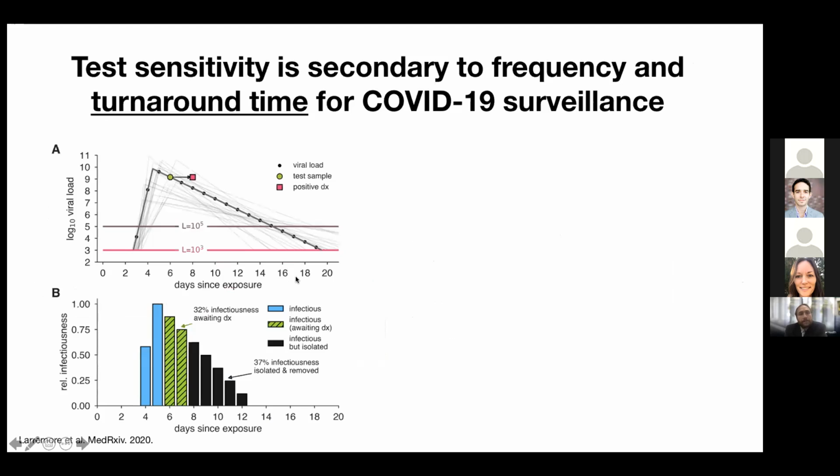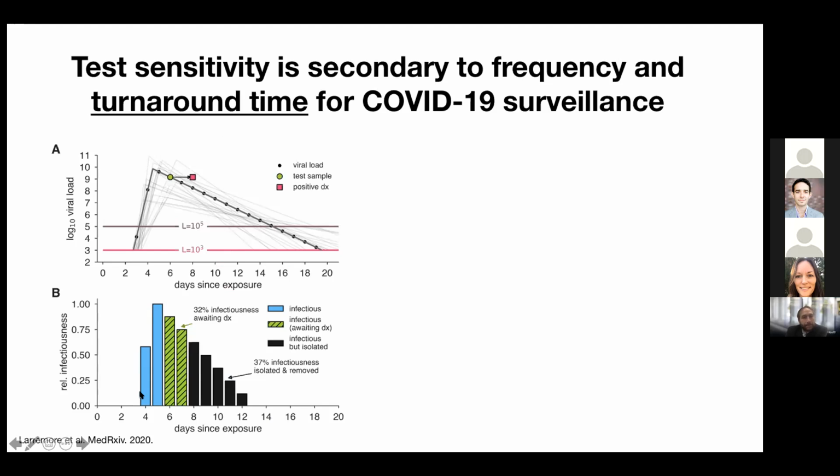The other correlate here is turnaround time for the given test. So we can take another hypothetical example. In this case, we're looking at panel A, the green dot, same point in time as on the last figure. If the test takes 2 days to turn around, let's say they have to send the sample to a central lab, they do a PCR test, but it takes 48 hours to get the result.